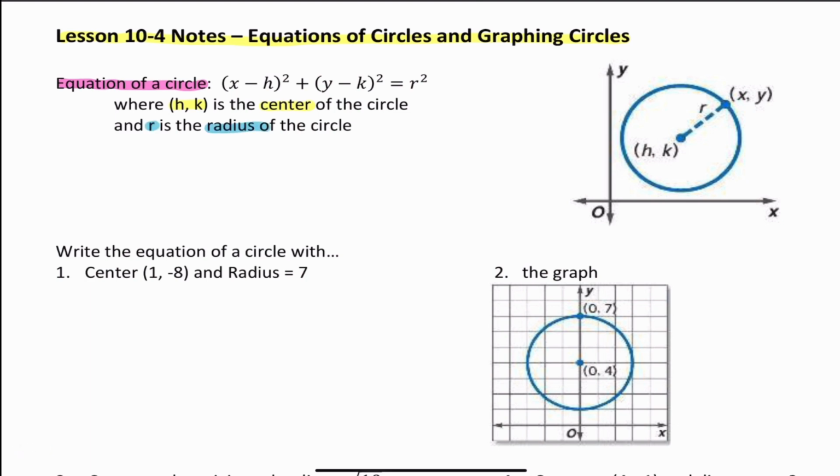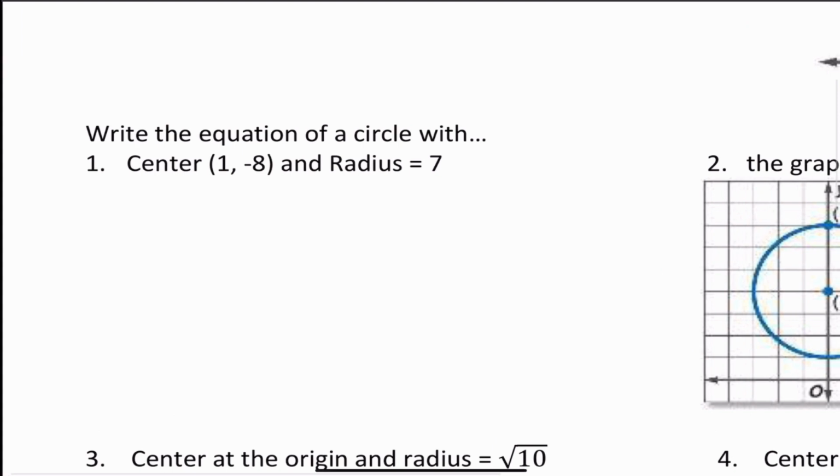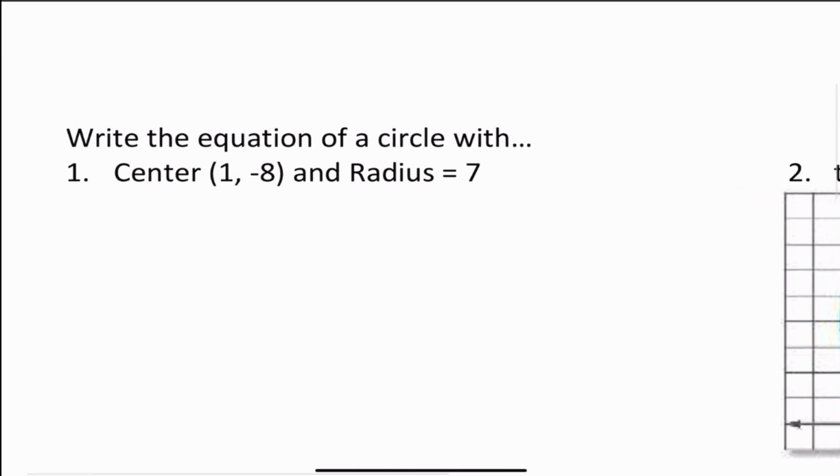Now let's go ahead and take a look at number 1 here. It says write the equation of the circle with the center 1 comma negative 8 and the radius being 7. So what I like to do is I write what's h and k. So h goes first before the k. So our center is h being 1 and k being negative 8, and then the radius is just r.